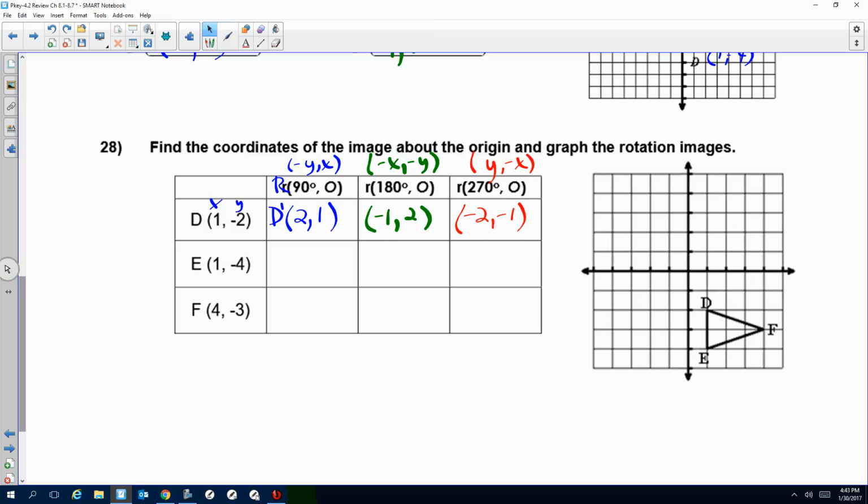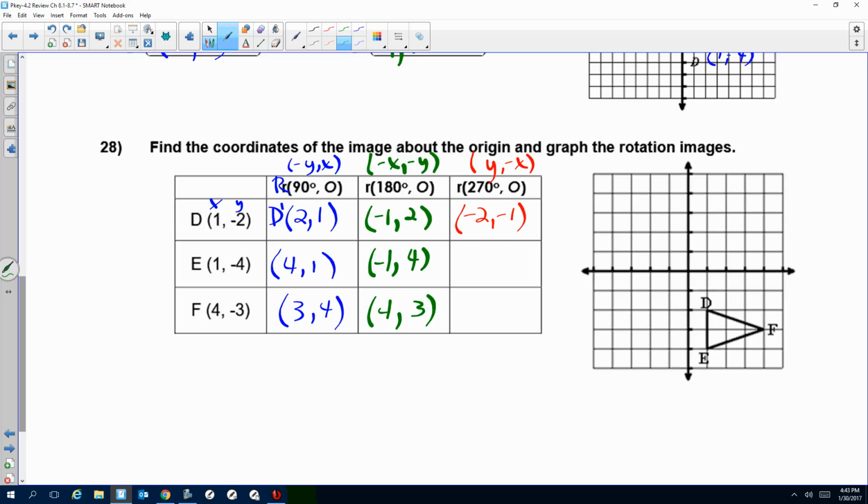All right, so let's do all the rotation of 90. Switch and change the y. Flip the order, flip, change the y. So this becomes 4 comma 1. Flip and change the y. So this becomes 3 comma 4. For 180, we're changing the sign of both x and y. So here we have negative 1, positive 4. And for F prime, we have negative 4, positive 3. Because it was already negative, so we changed the sign to the opposite, which makes it positive.